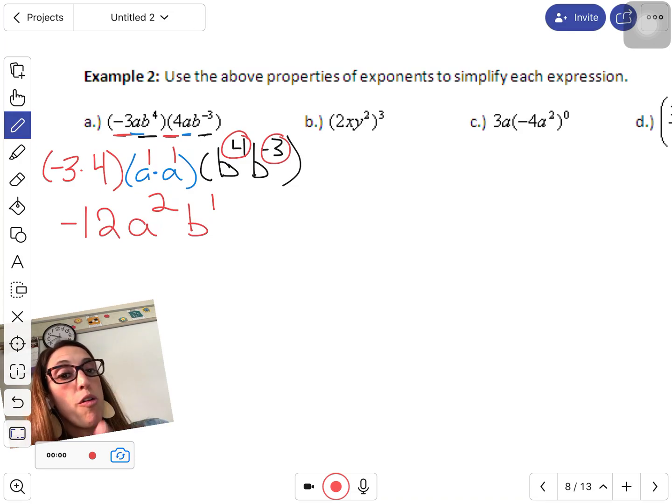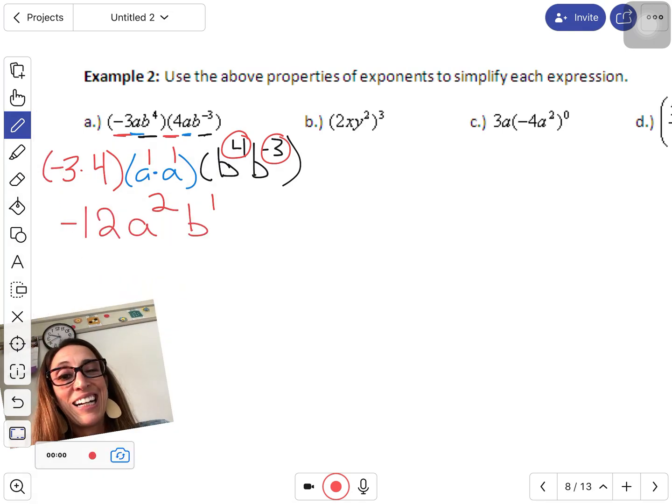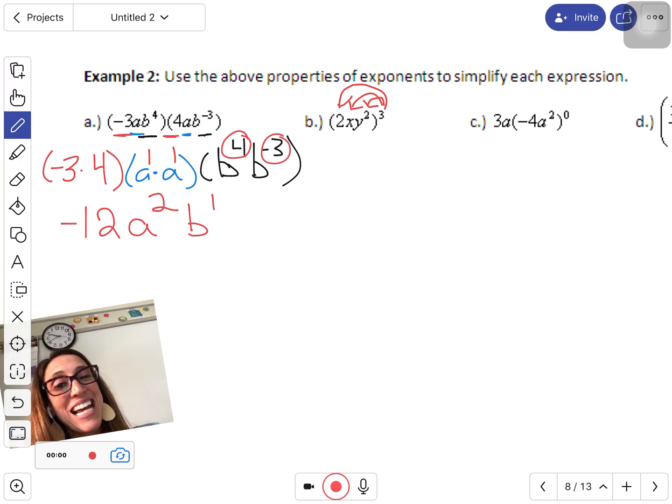Part B, you'll notice there's no plus and no minus in those parentheses, which means we get to use what I kind of call the distributive property for exponents. We don't really have that, but I know that a lot of you think about distributing when you see parentheses, so it's not necessarily a huge stretch.